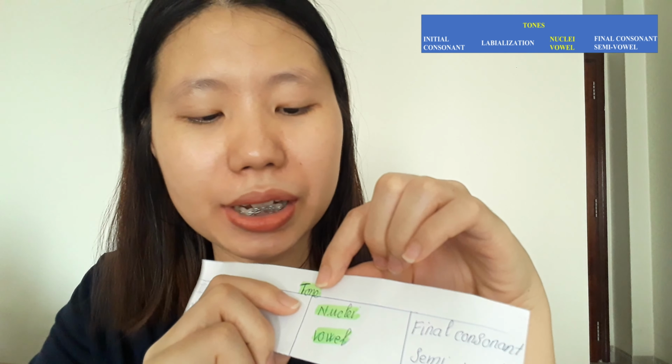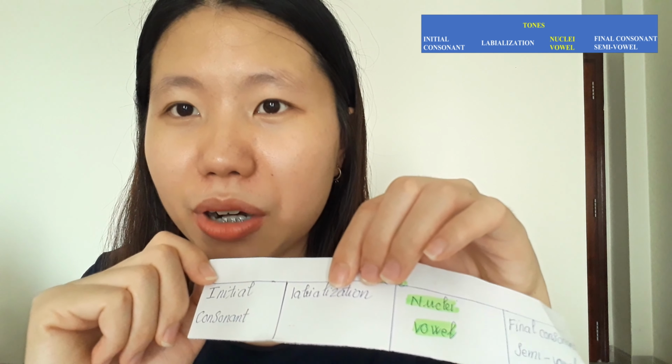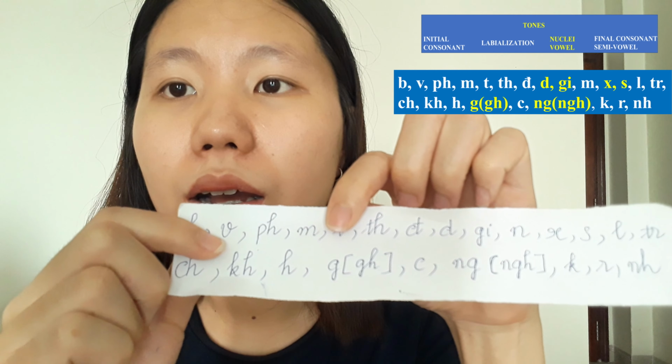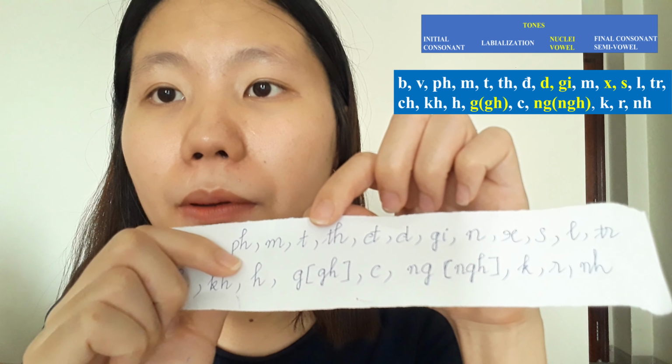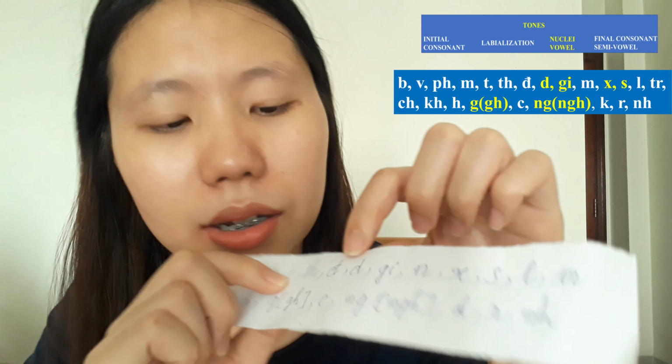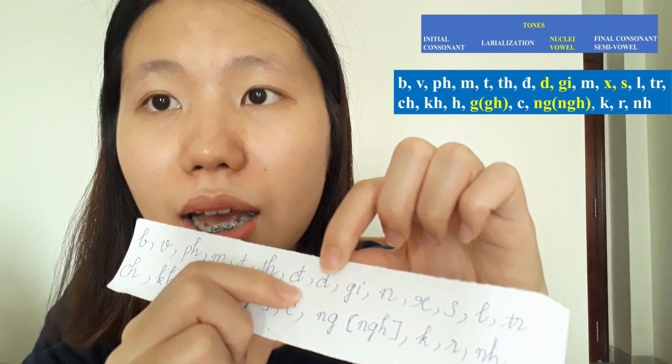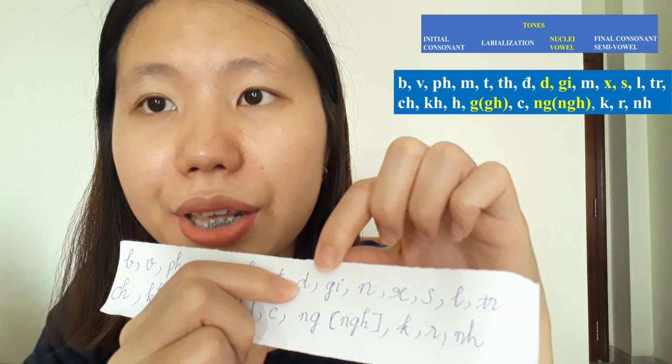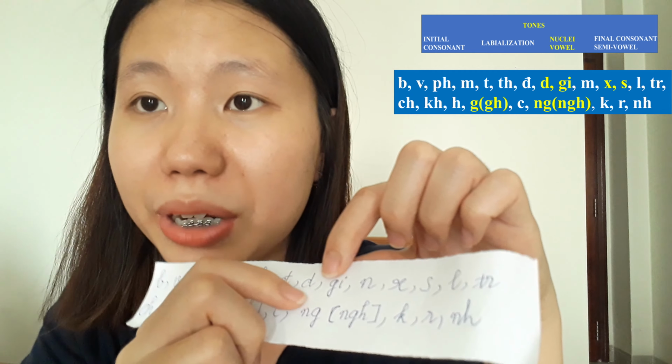Apart from 2 mandatory components, including tone and nuclear vowel, a Vietnamese syllable can also contain 3 optional components, including initial consonant, labialization, and final consonant or semi-vowel. For the initial consonants, we have 23 initial consonants, including b, f, m, t, th, d, y. Please pay attention to 2 sounds here. I'll write them down so that you can see them better.